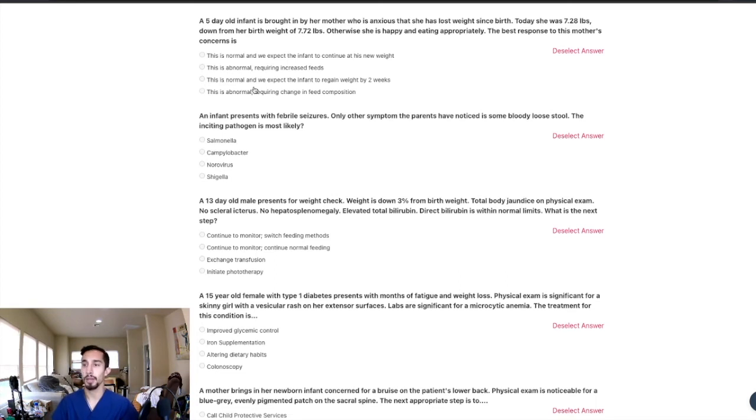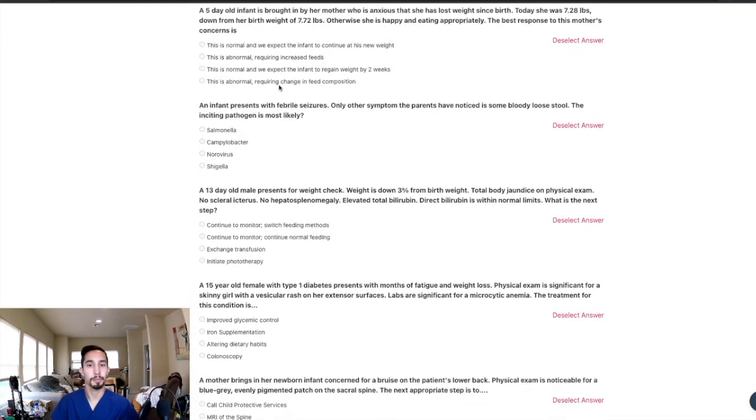In this case, you had a drop from 7.72 to 7.28, so much less than 7%, and therefore this is normal. If the drop in weight was greater than 7%, you would want to address feeding and see what can be changed and what can be improved.